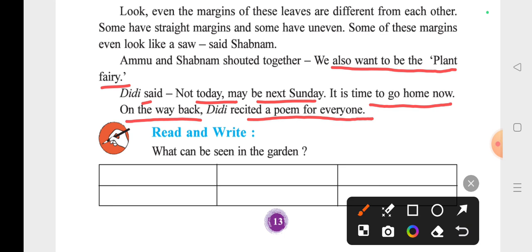Now the next question is, what can be seen in the garden? Question, what can be seen in the garden? You should write here anything like flowers, leaves, then marigold, jasmine, whatever you have seen in the garden, you should write here. Okay.